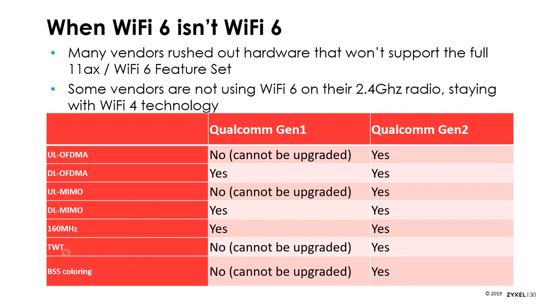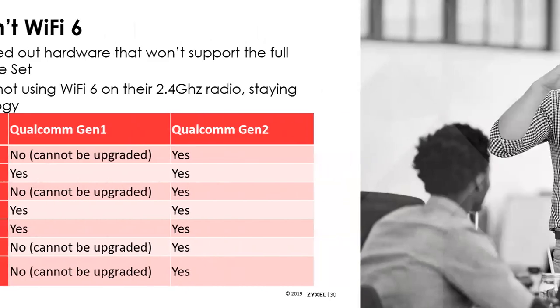Do they mention TWT? Do they mention BSS coloring? Are all those features listed on their data sheet? And the answer is no, they're not, because they're using these older Gen 1 chips. The other thing you can do is pull up their FCC ID from the belly label and Google it and see which chip is in there. But that's a lot of work. So just something to keep in mind.